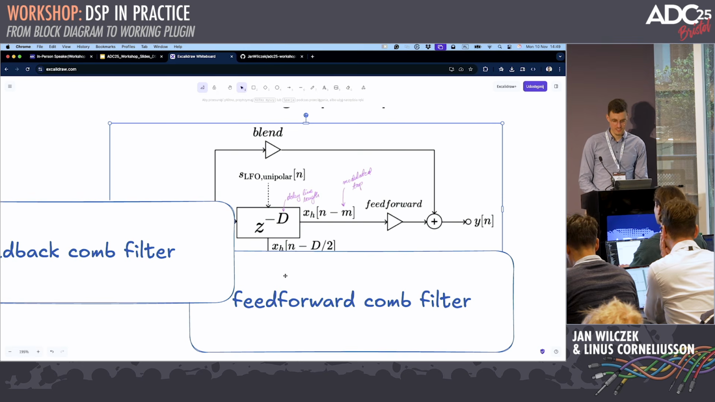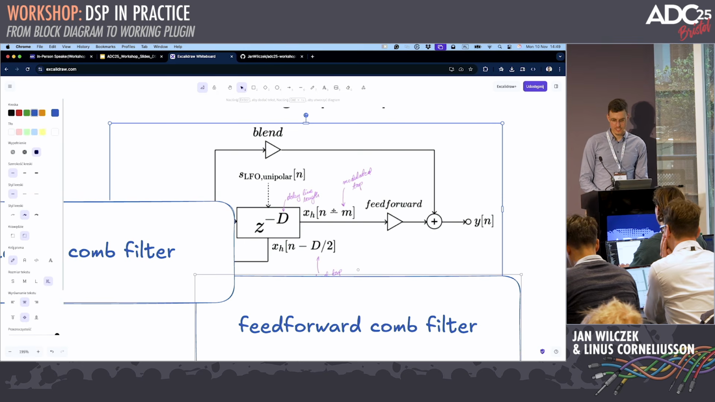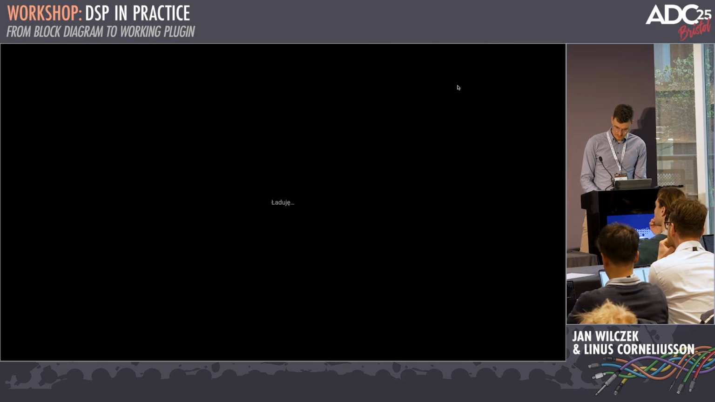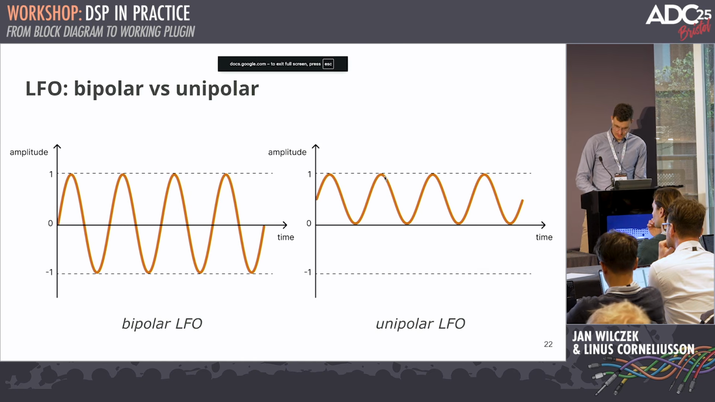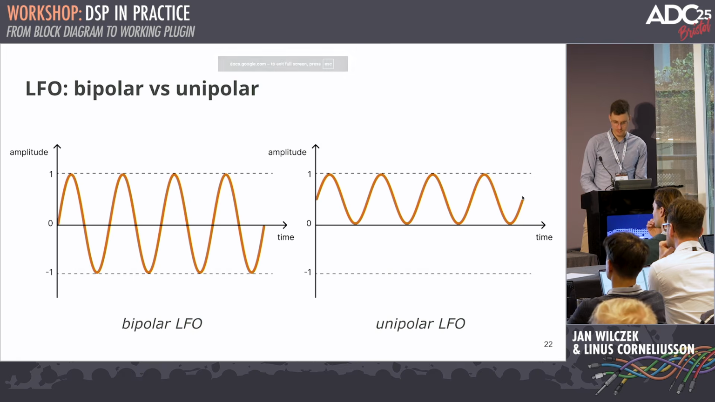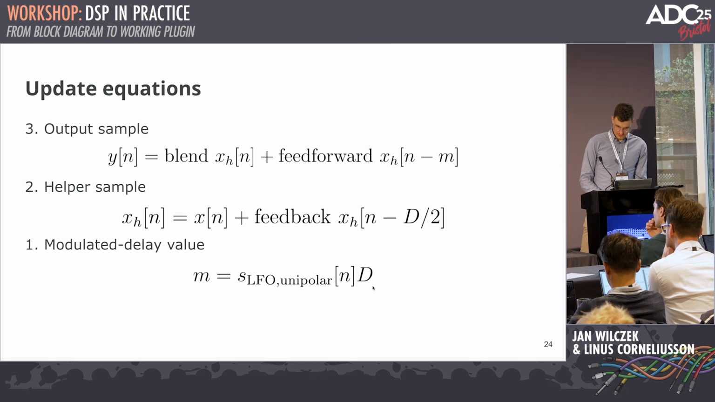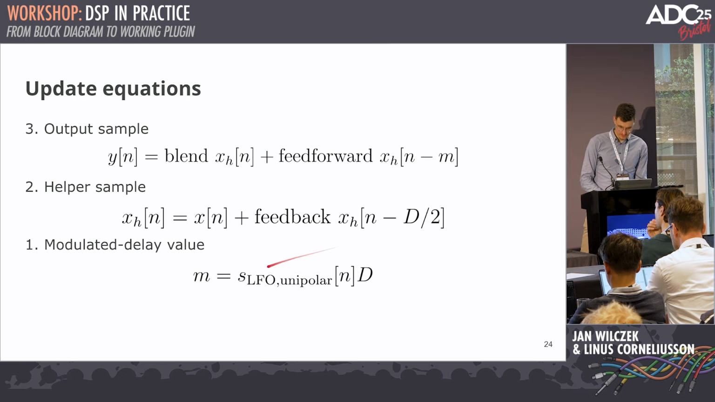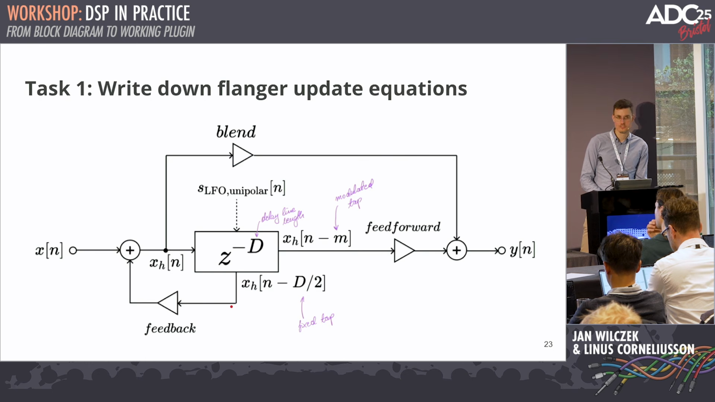That's true, yeah. So let's think about this. If the LFO is exactly half, so this is half, then m is equal to d divided by 2. So then they are the same sample that we output here, that we output here and here.